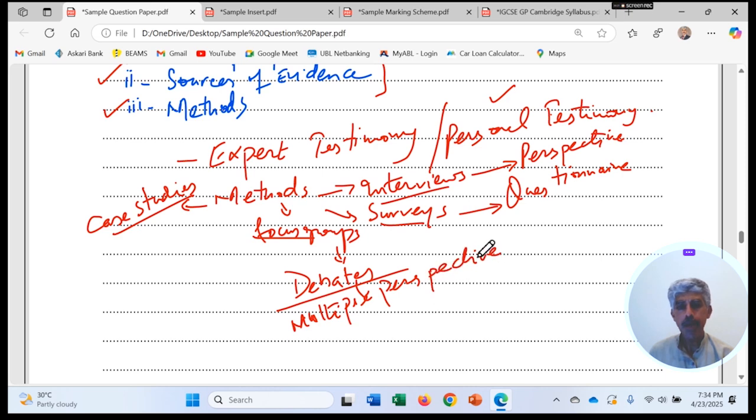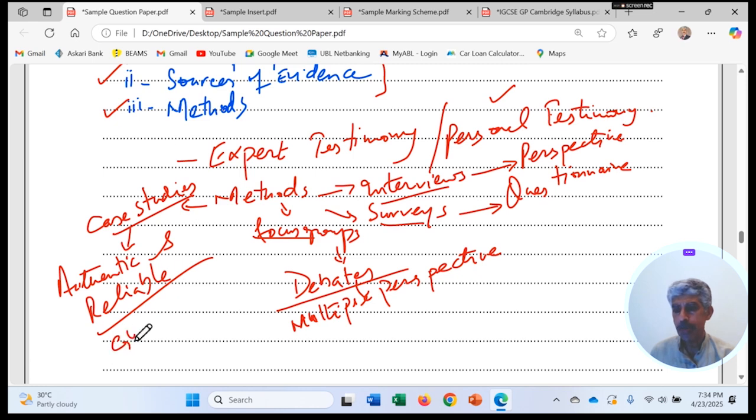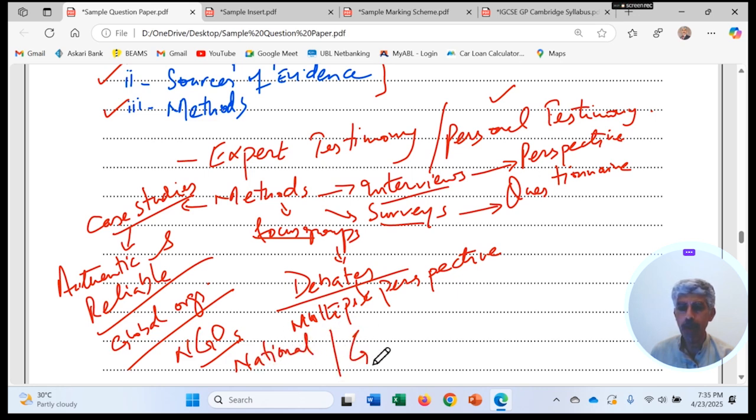So in this way, if you explain these ones, and case studies of the authentic and reliable sources, means global organizations, and NGOs, registered NGOs. They can be national NGOs working for a country, or they can be the global NGOs working for the whole world as well.